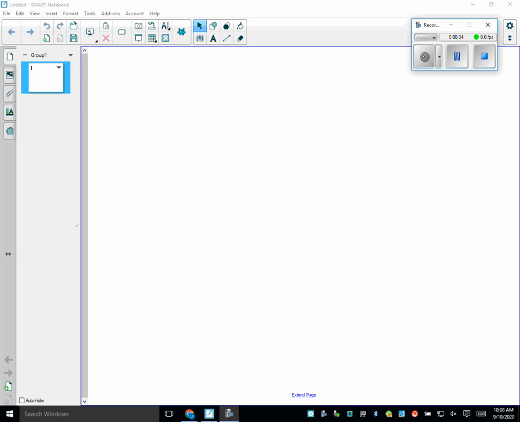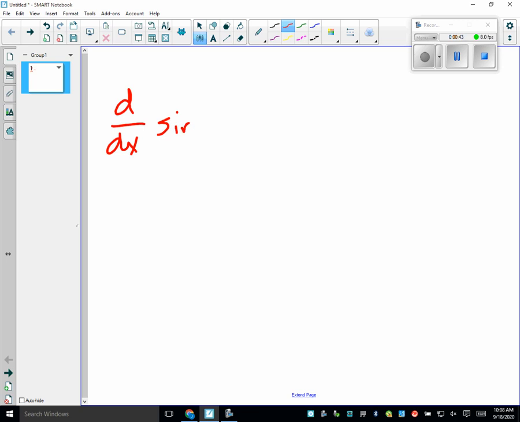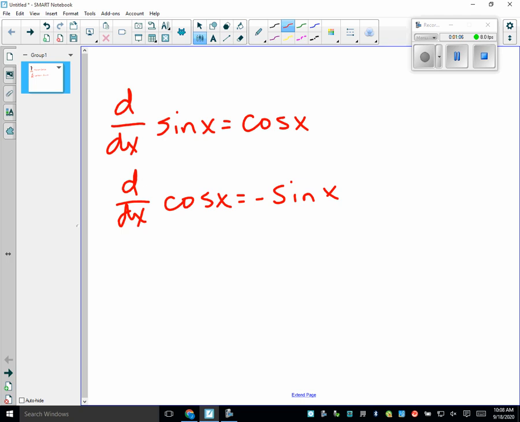The derivative, and I'm going to write it this way. This means the derivative of sine of x is cosine of x. The derivative of cosine of x is negative sine of x.